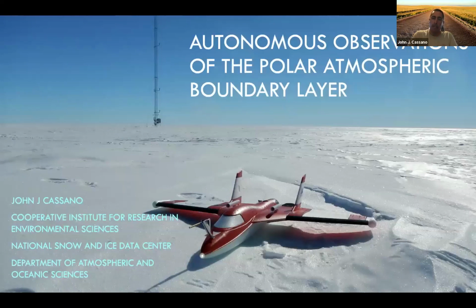And this image that I have on the title slide really captures the 2 different types of autonomous observing systems that we've been using. So in the foreground, you see this remote-controlled aircraft, a drone that we've fitted with an autopilot and instruments to make measurements of the atmosphere. And then in the background, you see a 30-meter tall automatic weather station. And I'll talk about what we're doing with both of these types of observing systems to study the polar atmospheric boundary layer.